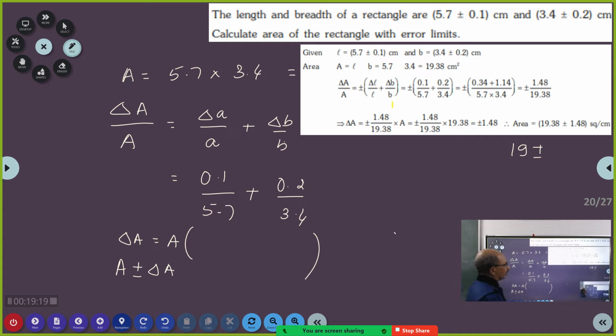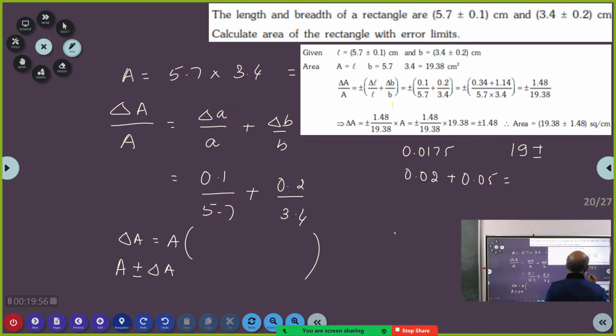0.1 by 5.7 gives 0.0175, correct? One significant figure only, so you will write it as 0.02. And for this, 0.02 by 3.4, what do you get? 0.05, correct?